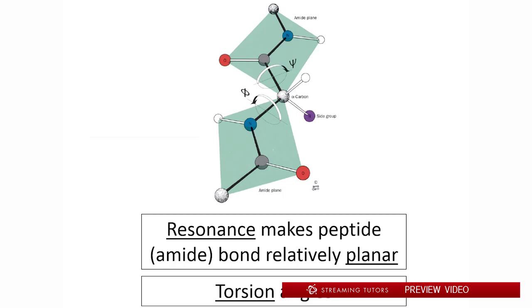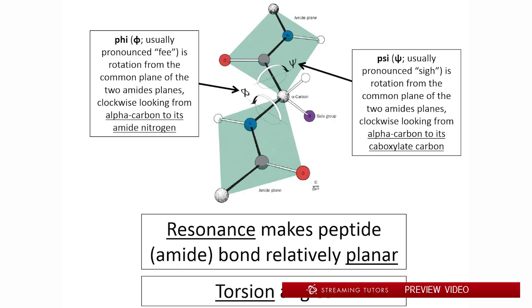Let me bring that nomenclature onto screen. And then the other bond is the bond between the alpha carbon and the carboxylate carbon, which is called here by convention the psi bond. And they can rotate in one or the other direction, positively or negatively, relative to the fully extended configuration shown here. So psi rotations can be positive or negative. They're always clockwise looking outwards from the alpha carbon.